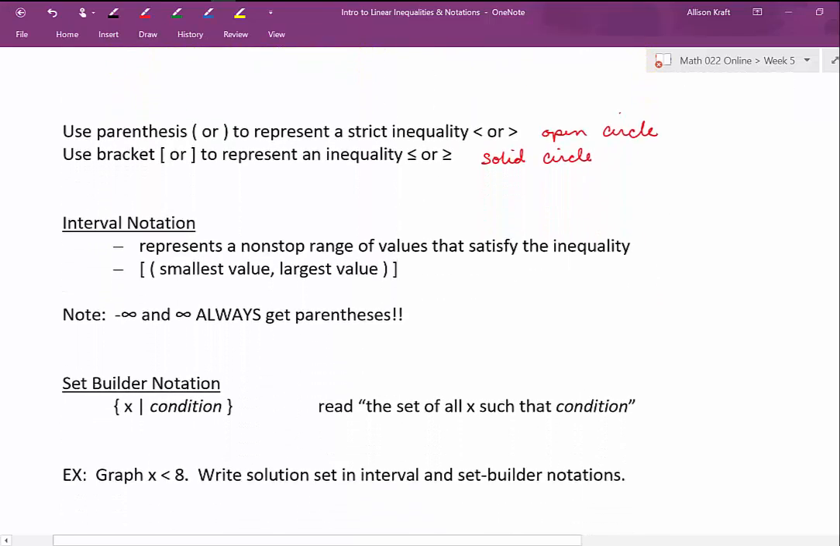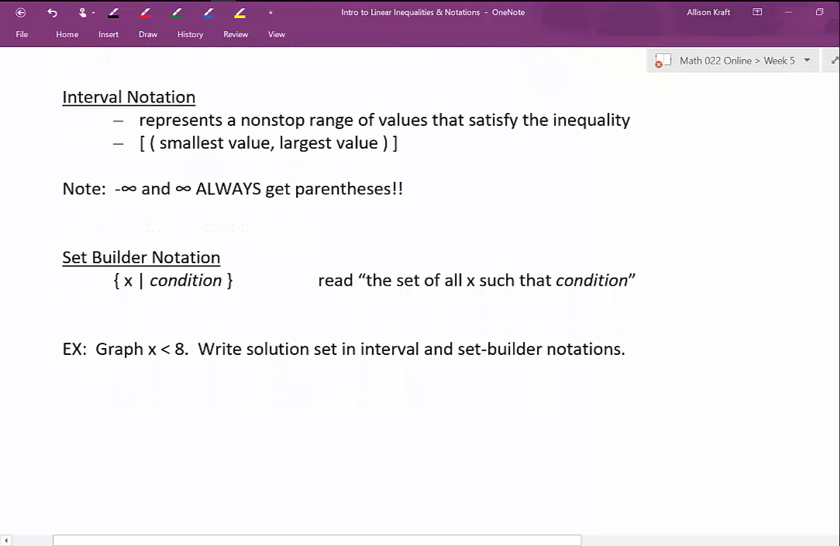A couple other notations that we're going to use are called interval notation and set builder notation. Interval notation is used to represent a non-stop range of values that satisfy an inequality. Anytime you're writing interval notation, you want the smallest value first and then the very largest value second, with a comma in between. It's possible that we might say that the ages of our friends range between 18 and 27. We might write it this way.